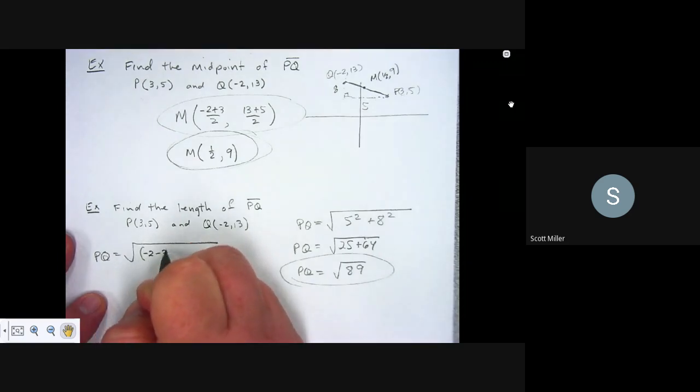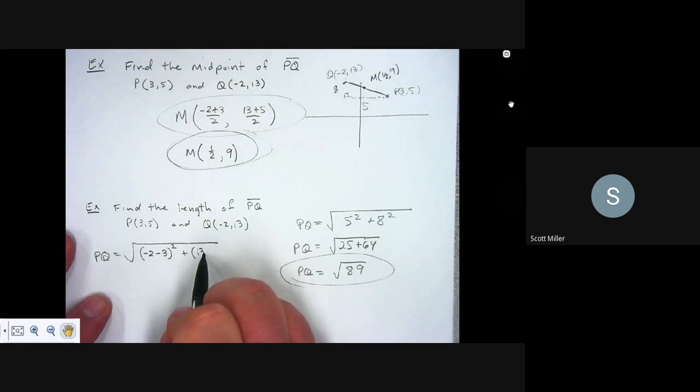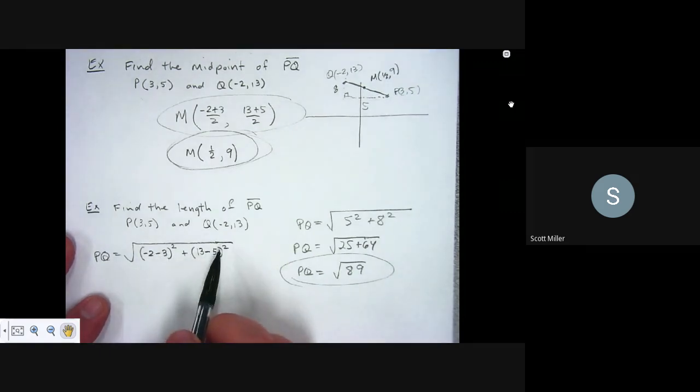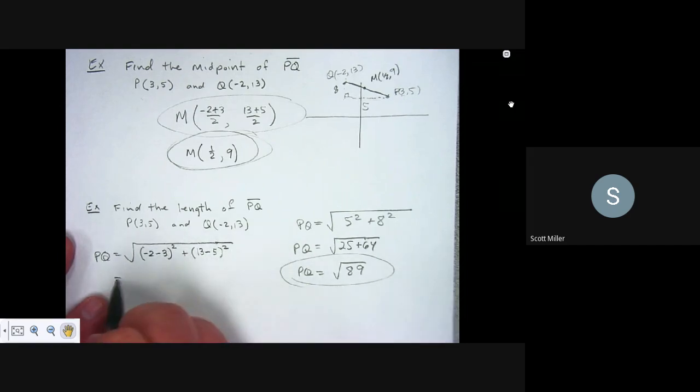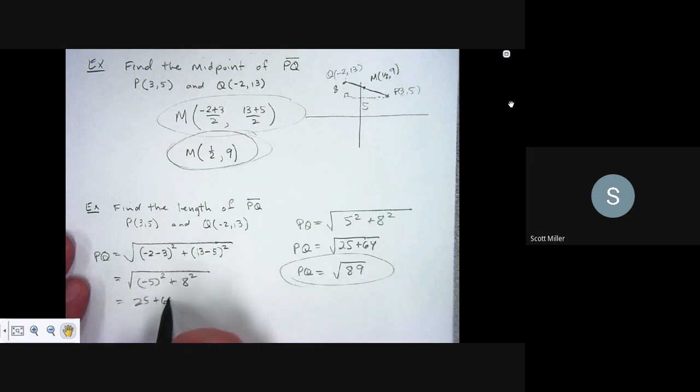-2 minus 3 squared. Now, if you do it this way, you got to take the same point from the same point each time. So this is the q minus the p number, so this has to be a q minus the p number. It has to be that way. So these two numbers have to come from the same point. It doesn't matter which one you start with, but you just need to make sure that you start with the same one each time. Then you'll see that you have the same as this over here. So this is going to be a -5 squared plus 8 squared, 25 plus 64.